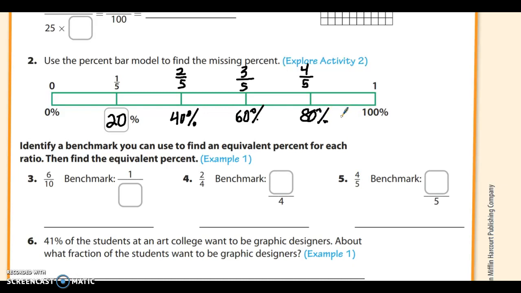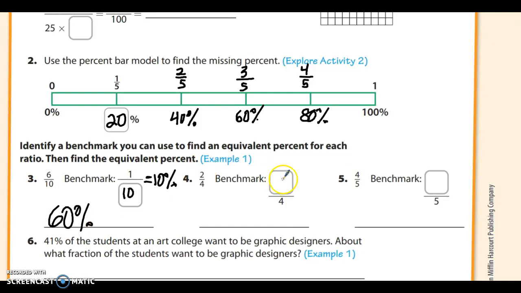Alright, so questions 3 through 5 ask you to identify a benchmark that you could use to find an equivalent percent for each ratio, then find the equivalent percent. So a lot of kids just can get 6/10. 6/10 on a quiz would be 60%. The benchmark you're using is 1/10. 1/10 would help you because 1/10 is equal to 10%. So therefore 6/10 is equal to 60%. That's the way they want you to do this.